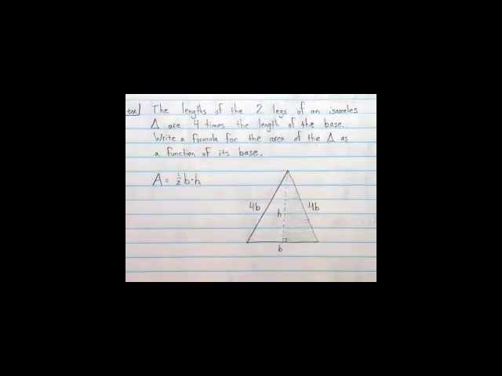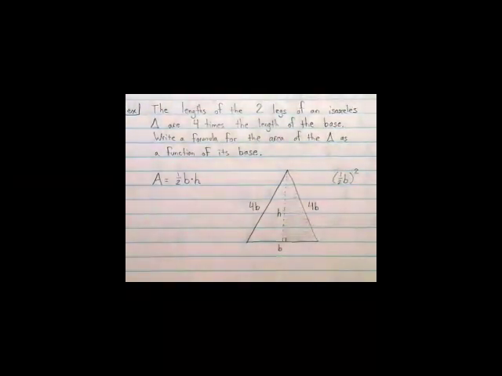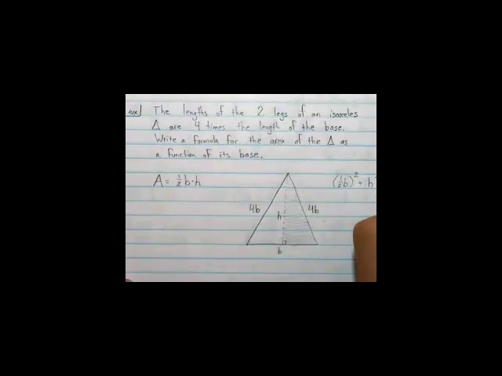Okay? But if I'm going to do a Pythagorean theorem just in here, okay, what am I going to have? What squared plus what squared equals what squared? How would that look for that particular triangle? Yeah. Half b squared plus h squared equals 4b squared. So half of b squared, that would be from the bottom, right? Plus h squared equals 4b squared.